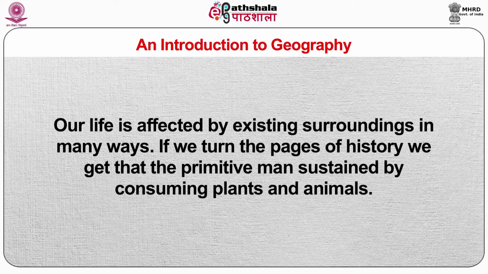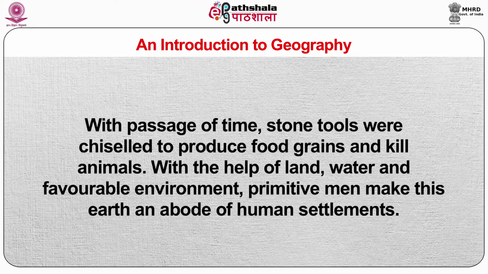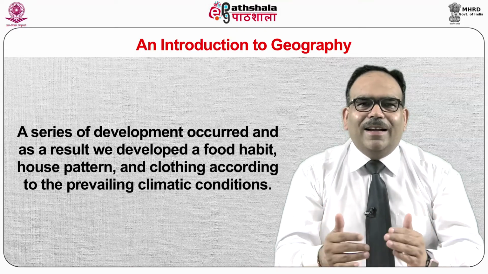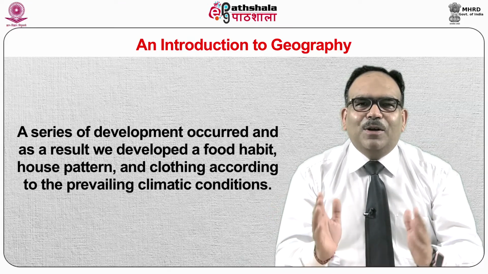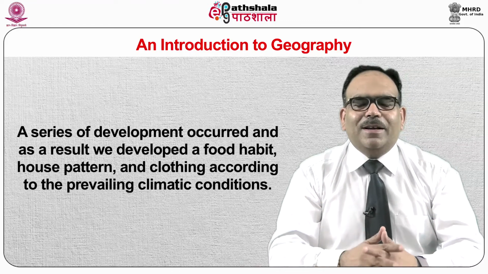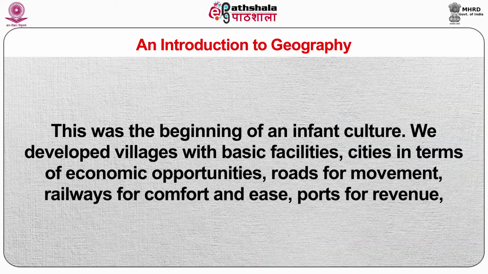If we turn the pages of history, we find that primitive man sustained himself by consuming plants and animals. With the passage of time, stone tools were used to produce food grains and kill animals. With the help of land, water and a favorable environment, primitive men made this earth an abode of human settlements. A series of developments occurred, and as a result, we developed food habits, house patterns, and clothing according to the prevailing climatic conditions. This was the beginning of an infant culture.